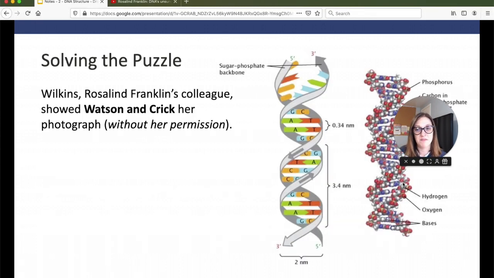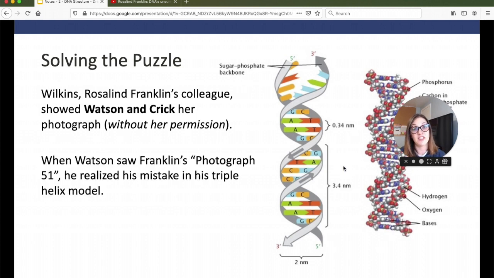So solving the puzzle. Here's what's really tricky about this story. Rosalind Franklin was doing her research independently. Part of research involves conducting experiments, typing up your data, analyzing your data, and publishing it to share it with the world. And before she had a chance to do that, Maurice Wilkins took this famous photograph and gave it to James Watson and Francis Crick without Rosalind's permission.